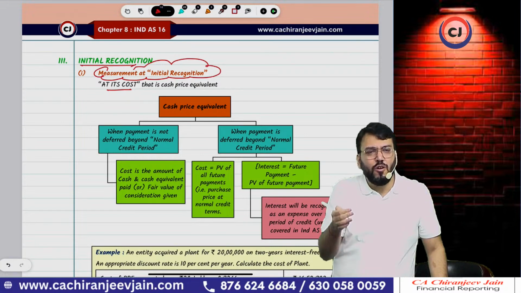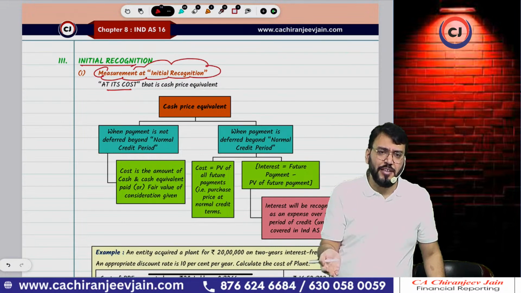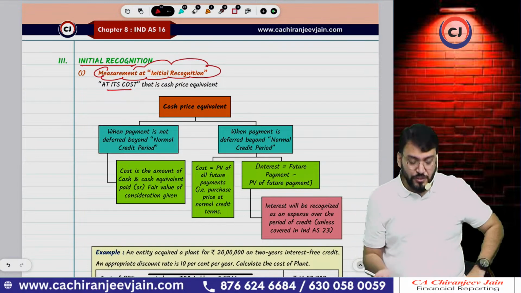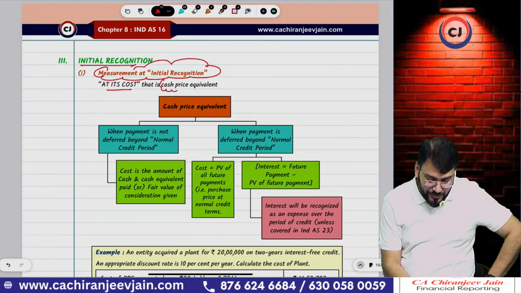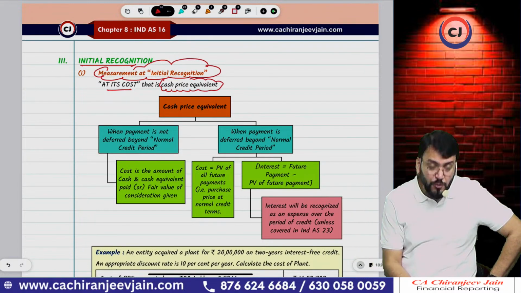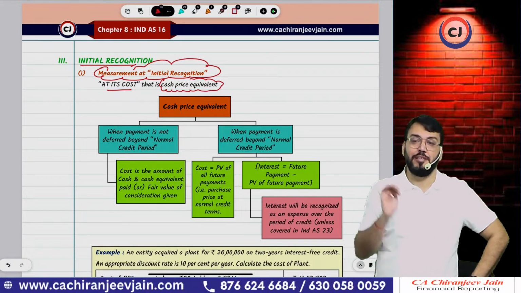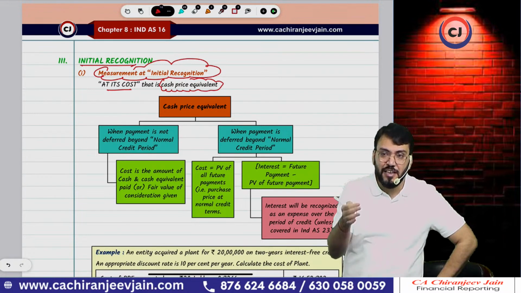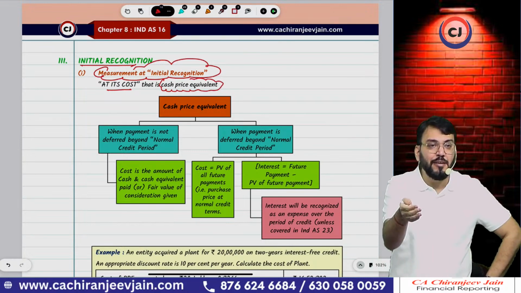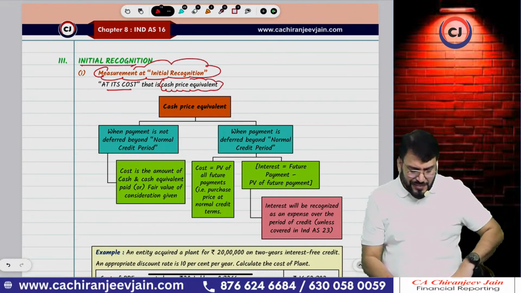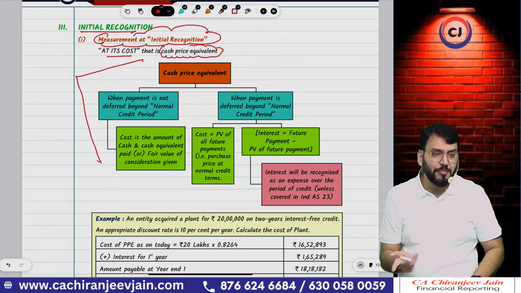Ind AS 16 says cost is nothing but cash price equivalent. What do you mean by cash price equivalent? It is equal to cash price. Cash price means if you purchase in cash, how much you are going to pay. That becomes the cash price equivalent. I have given a similar explanation under the inventory chapter.